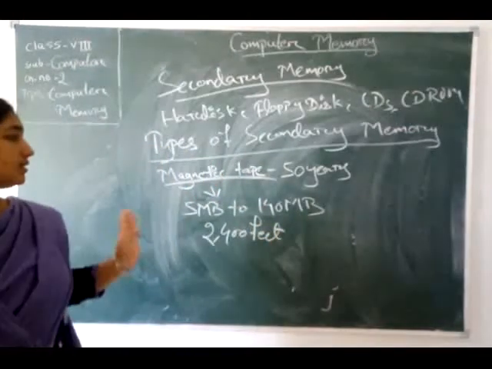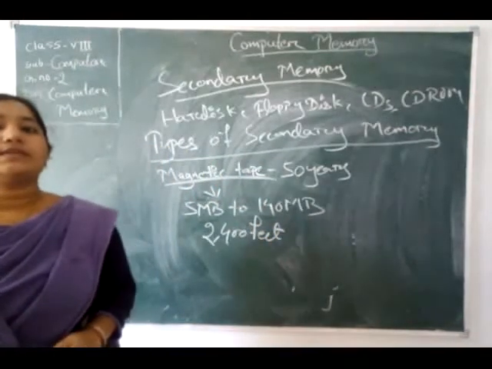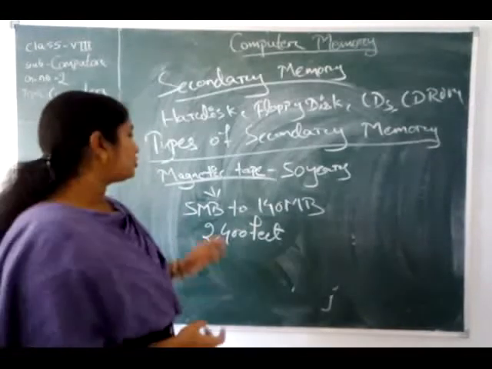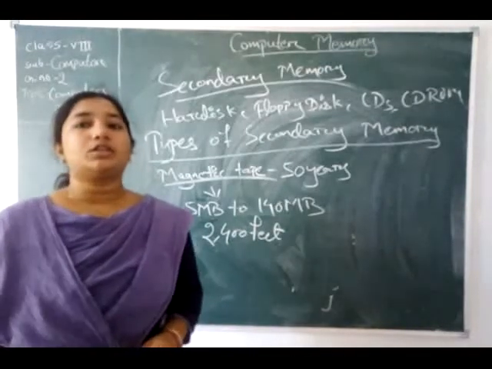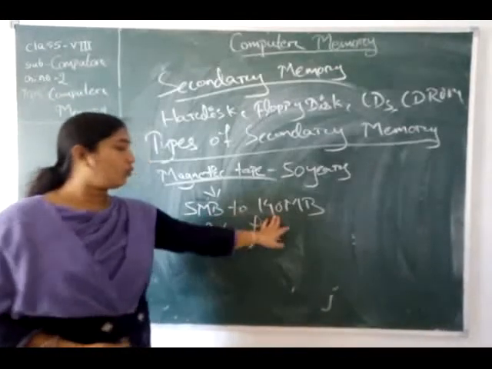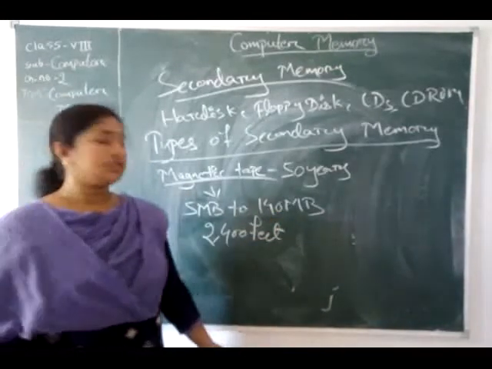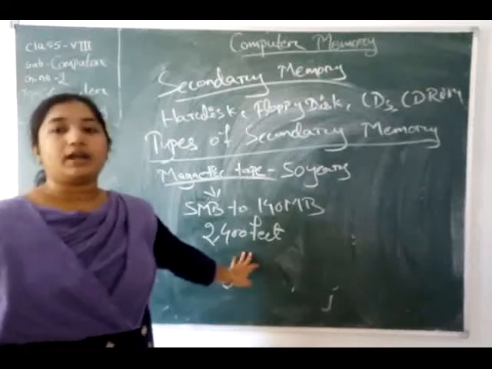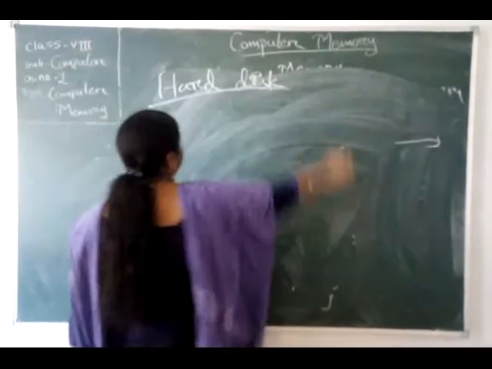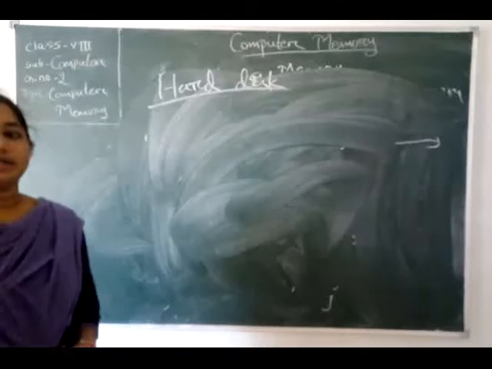So this is the magnetic tape. It is basically used in corporate settings, and it stores the data backups, and the average amount of storage is 5 MB to 140 MB, which is 2400 feet. The next one is hard disk.